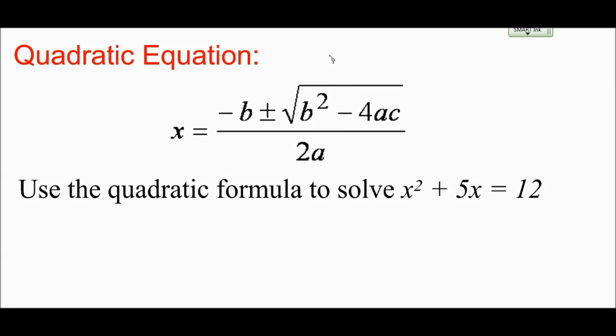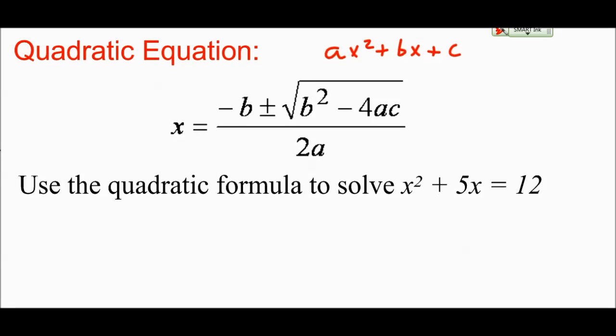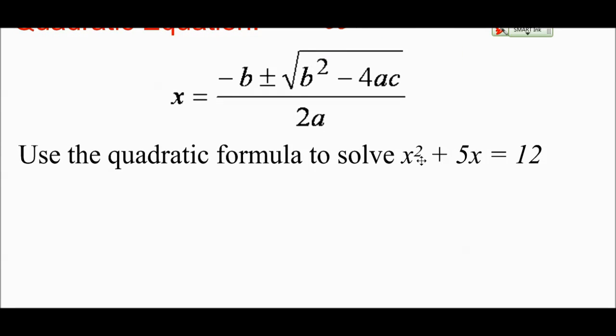This comes from the standard form of a quadratic. If you remember, standard form is ax squared plus bx plus c, and that's where this comes from. a is the coefficient of x squared, b is the coefficient of x, and c is the lone term out by itself. So here's what I'm going to do. I'm going to use the quadratic formula to solve this particular problem.